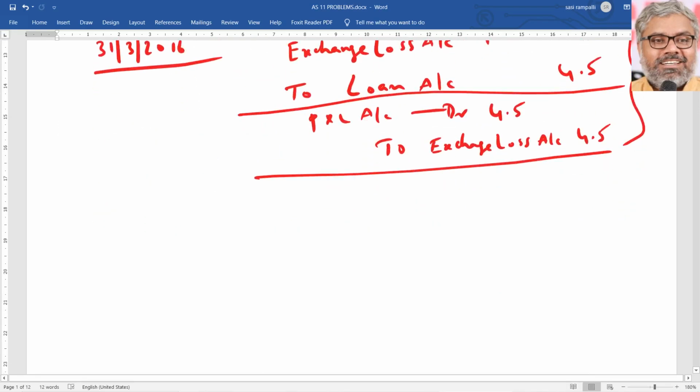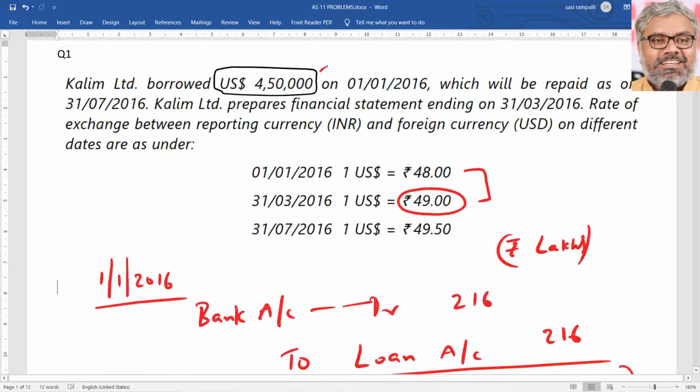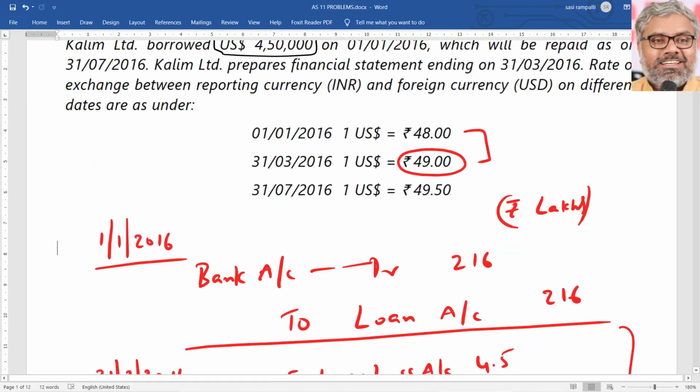Then next date is the settlement date. Settlement date is 31st July 2016. On that settlement date, what happens? Definitely the exchange rate further has moved up to how much? 49.5. So further there is a loss of how much? 0.5 rupees per dollar, which means 2,25,000 rupees.